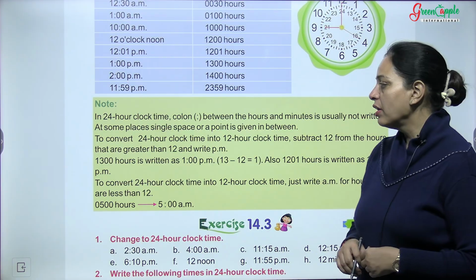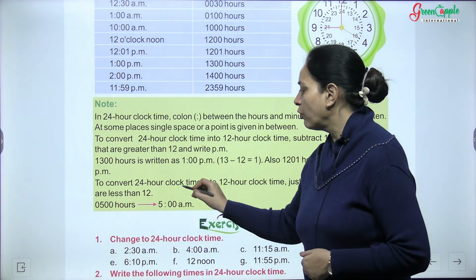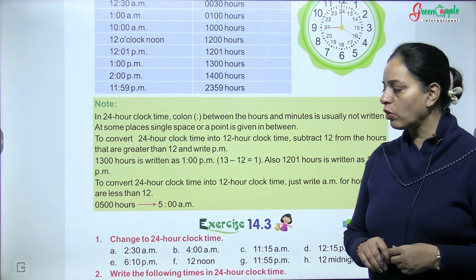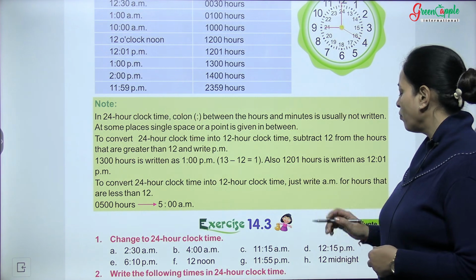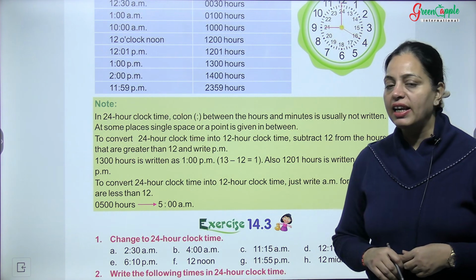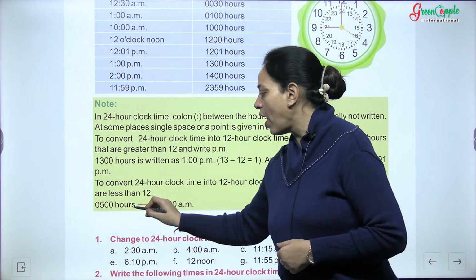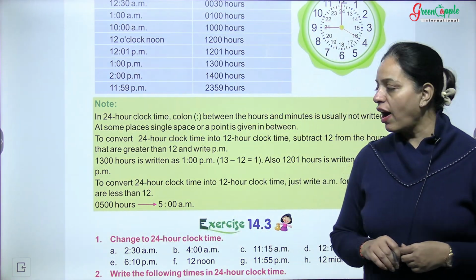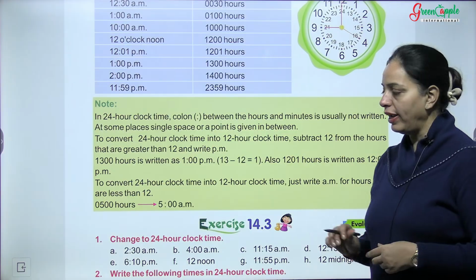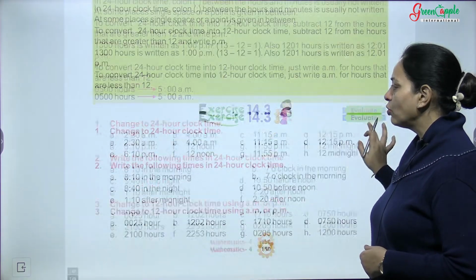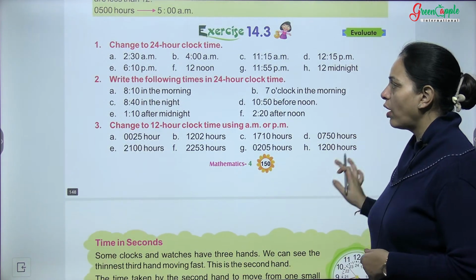12:01 PM. Now to convert 24-hour clock time into 12-hour clock time, just write AM for hours that are less than 12. Like here 05:00 hours. So how we can write it? 5:00 AM. Now exercise 14.3, question number 1.